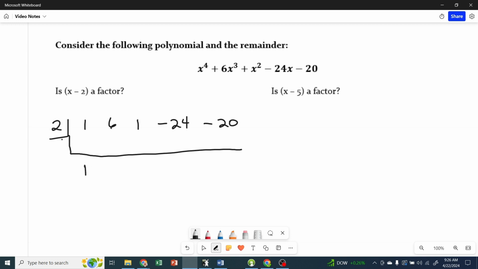So 1 comes down, 2 times 1 is 2, 6 and 2 is 8, 2 times 8 is 16, 1 and 16 is 17, 2 times 17 is 34, -24 plus 34 is 10, 2 times 10 is +20, and this is 0. When we have 0, there's no remainder. So this is a factor. X minus 2 is a factor.